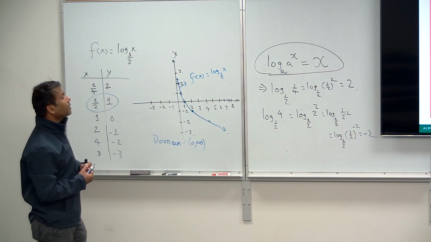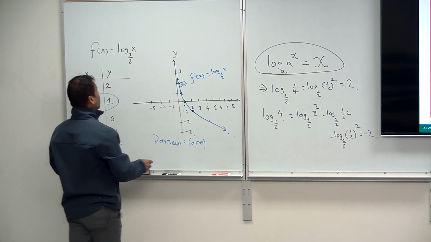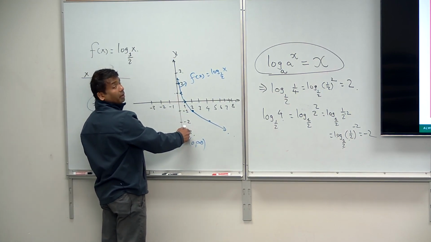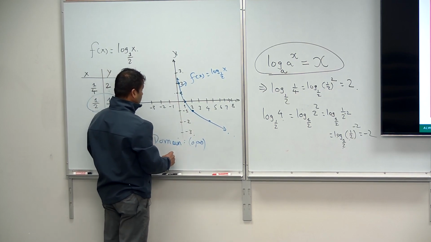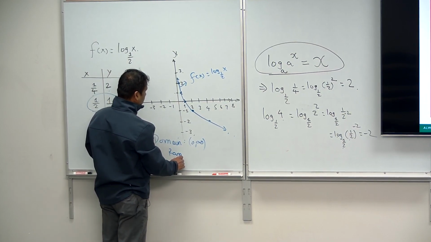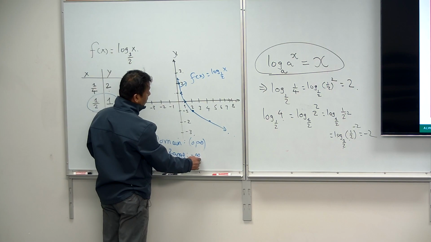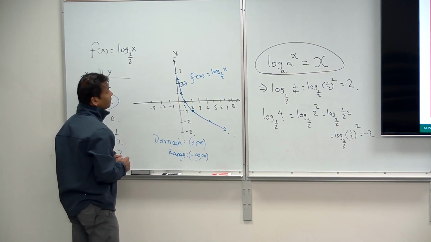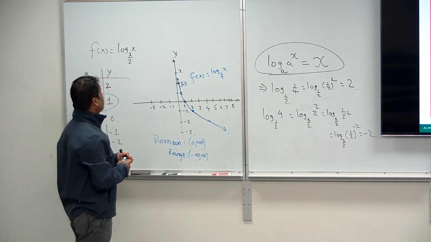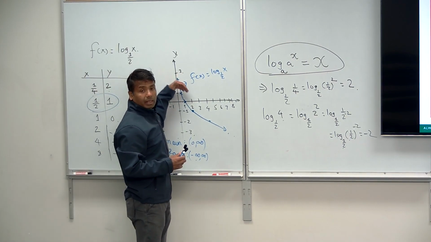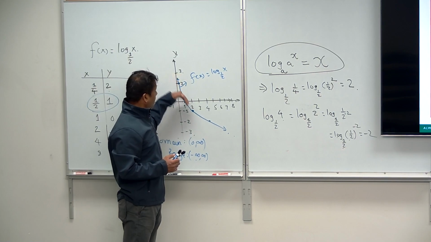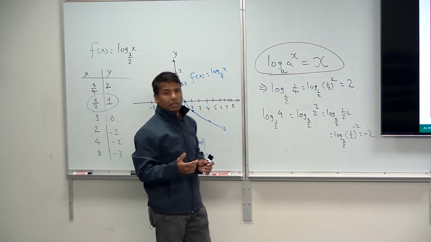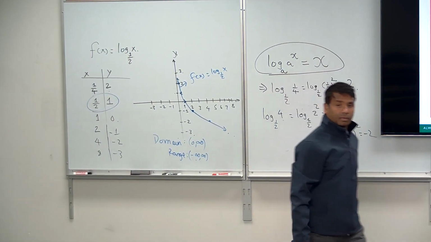And what is the range? What is the range? Range is -infinity to positive infinity. So the range is -infinity, positive infinity. Okay? And if you look here, the graph is decreasing. This is decreasing and continuous. Okay? Make sense?